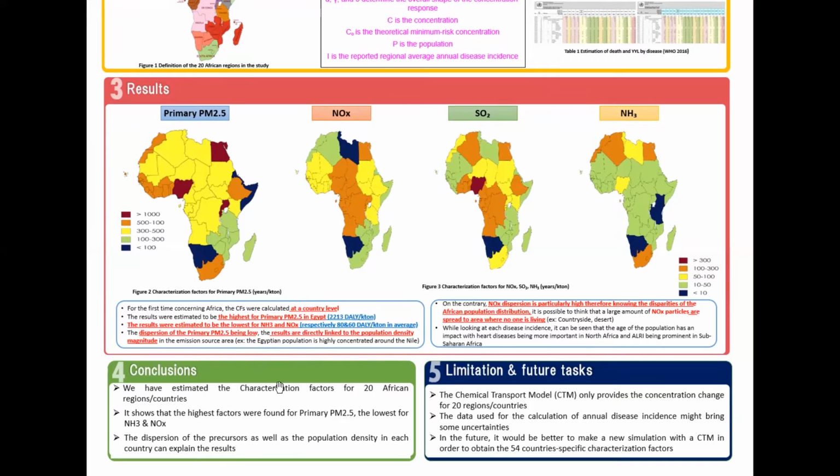The dispersion and the population are two important parameters in air pollution model. In the future task, it will be nice to perform the calculation for the 54 African countries, but at the moment it's difficult due to the calculation time required to perform the calculation.